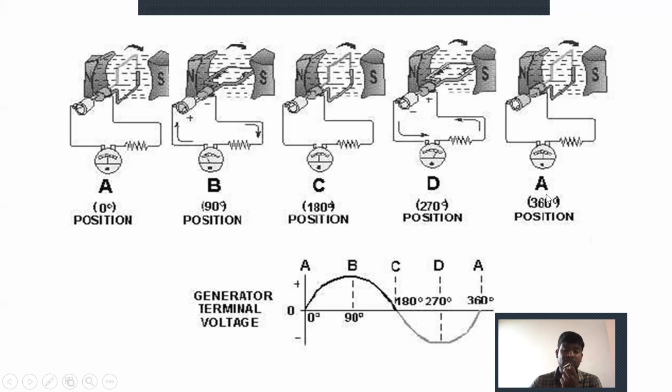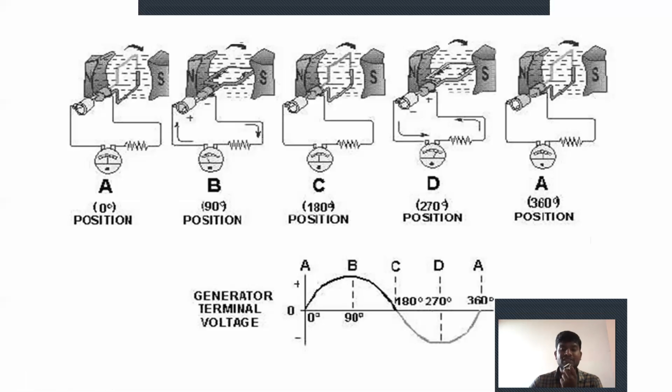And coming to the last, that is 360 degrees. So we are getting a 0 induced EMF. Why? Because it is at the initial position, that is 0 degrees. So the EMF is induced as 0, maximum, minimum. That means it is of an alternating nature.